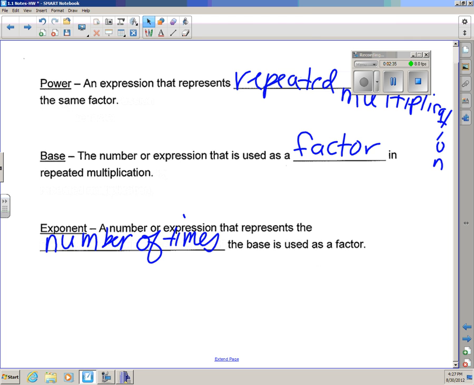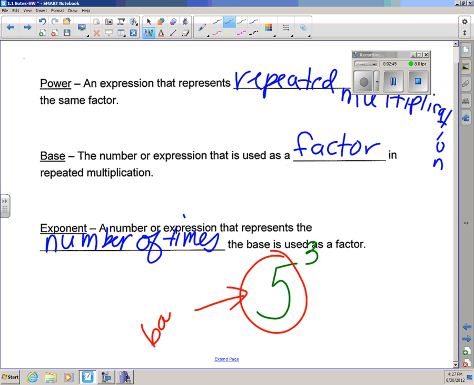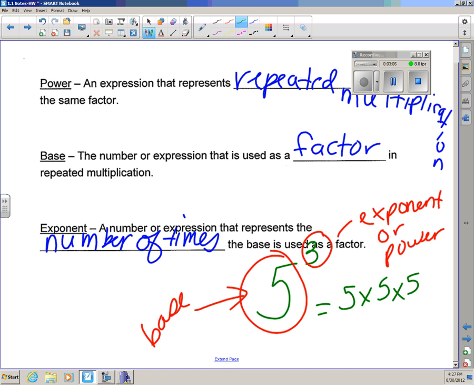So if we had something that looked like 5 to the third, this is the base, 5. This right here is the exponent, and you would use that base 5 as repeated multiplication times itself 3 times. So this is the exponent. Sometimes we call it the power. And again, if you were to actually do this, you would be doing repeated multiplication with that 5 3 times.